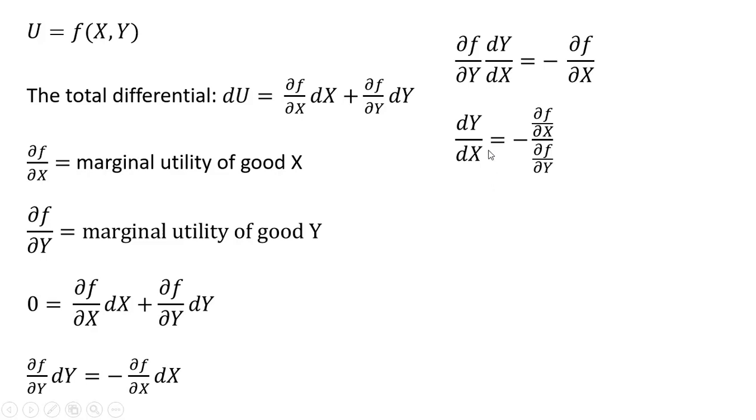So the slope of the indifference curve is minus the partial derivative of the utility function with respect to x, divided by the marginal utility of good y. So the slope can be thought of in terms of the ratio of the marginal utilities.